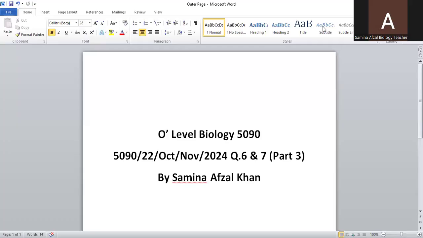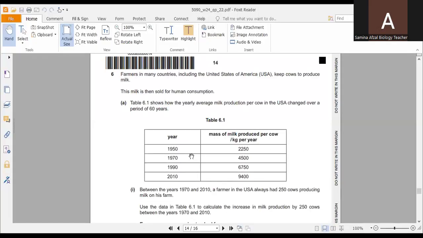O-Level Biology 5090, Paper 2, Variant 2, October/November 2024, questions 6 and 7. Let's move towards question number 6.